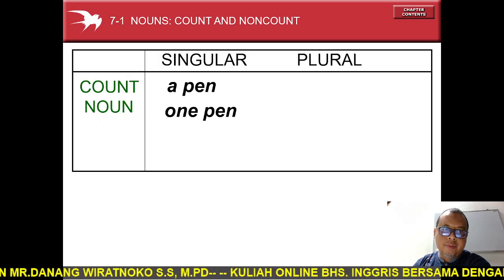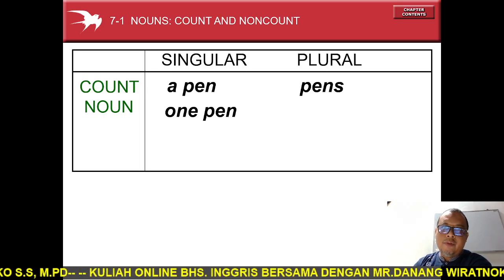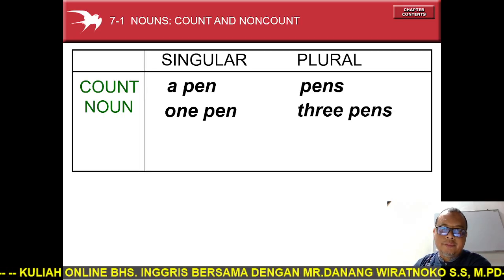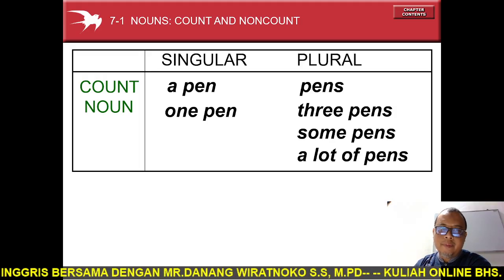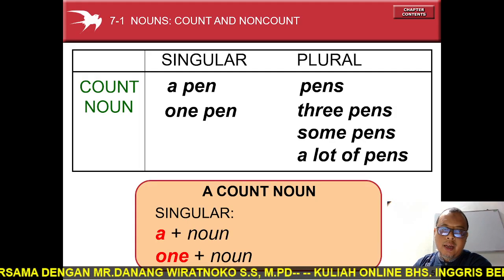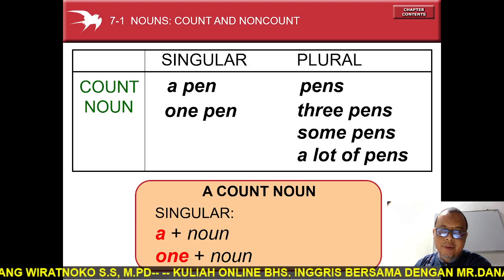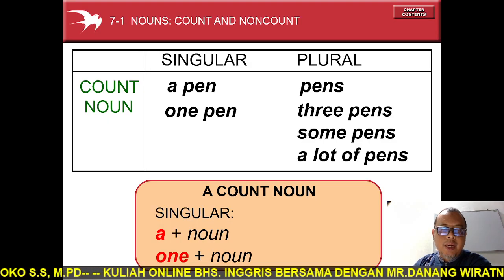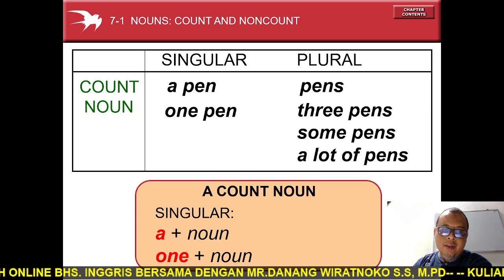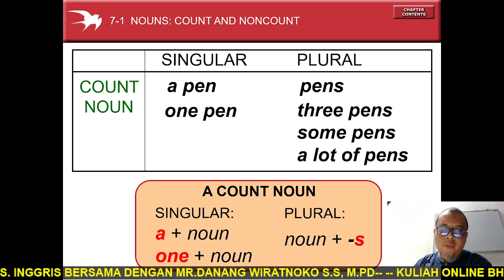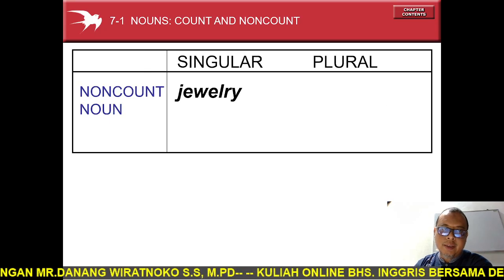Countable noun. Okay, we have a pen, one pen. Basically, we can count them. And then with plurals, we say pens, and then three pens, some pens, and a lot of pens. And then countable noun, singular. A noun, we say when there's only one object, we can say a pen, also one, means one. And then for plural we just put s.